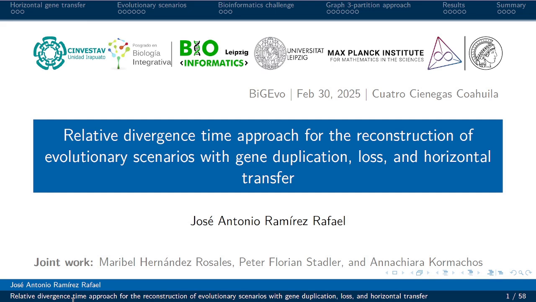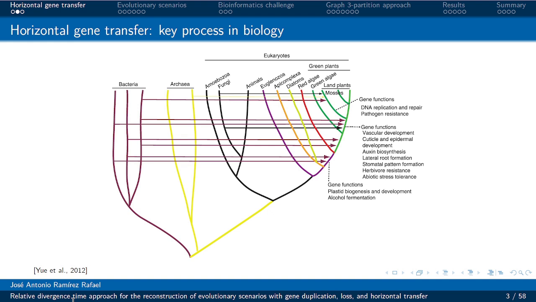It's not working. Okay. So this is a classical example provided by collaborators on how important horizontal gene transfer is. In this example, plants evolved from marine medium to terrestrial medium thanks to a lot of gene transfers coming from bacteria, archaea, and other kingdoms of life.